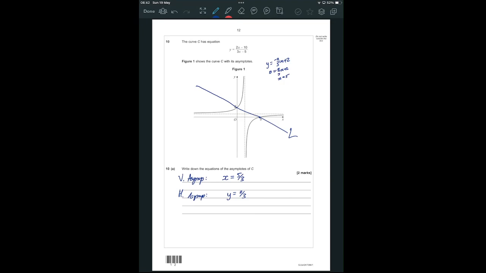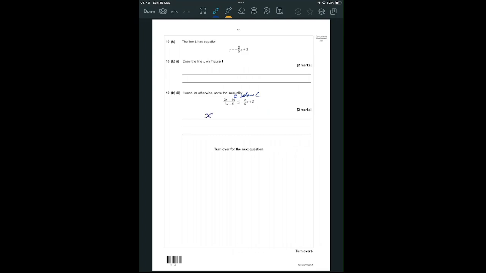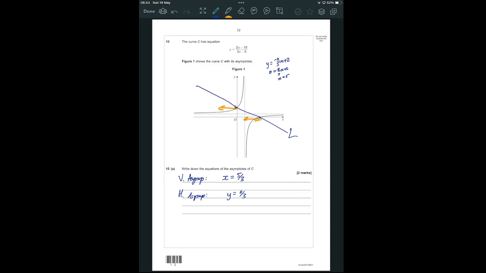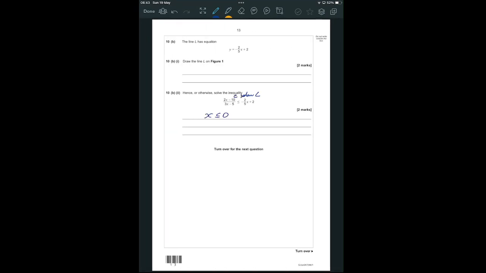So where is the curve below the line? The curve is below the line from here and back, and in this region here. So I need to describe those two regions. So that's when x is less than or equal to 0. I'm allowed to be 0 because it was a less than or equal to inequality. I need to be less than 5, but I need to be bigger than that asymptote, which was 5/3.